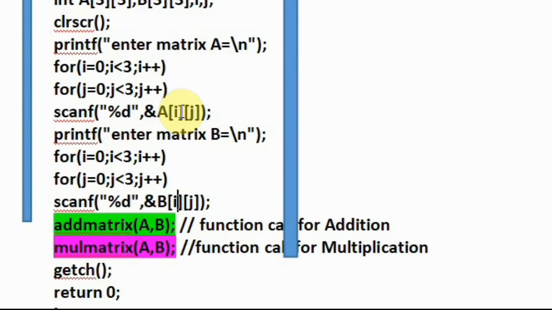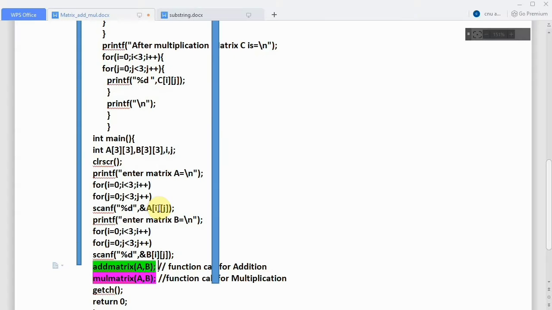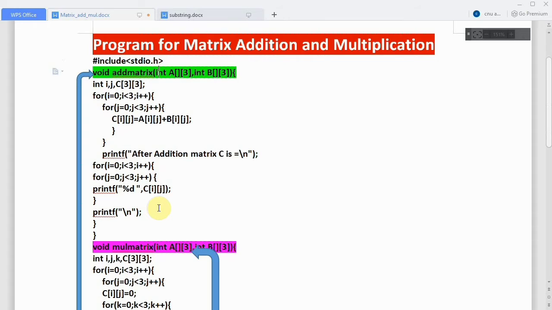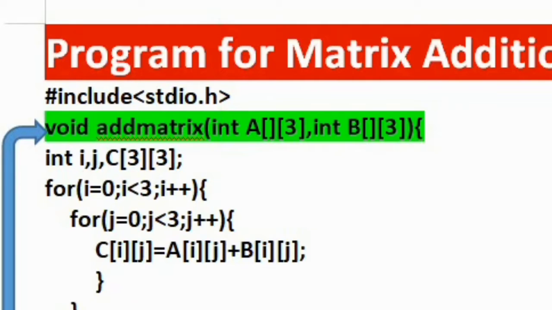Then we want to perform the addition of the matrices as well as the multiplication of the matrices. So here we are calling the add matrix function with A, B as parameters. That means when add matrix is called, look here on the left-hand side, the arrow goes to the function definition, that is add matrix. So we come all the way to the topmost function, that is void add matrix, int A, int B.